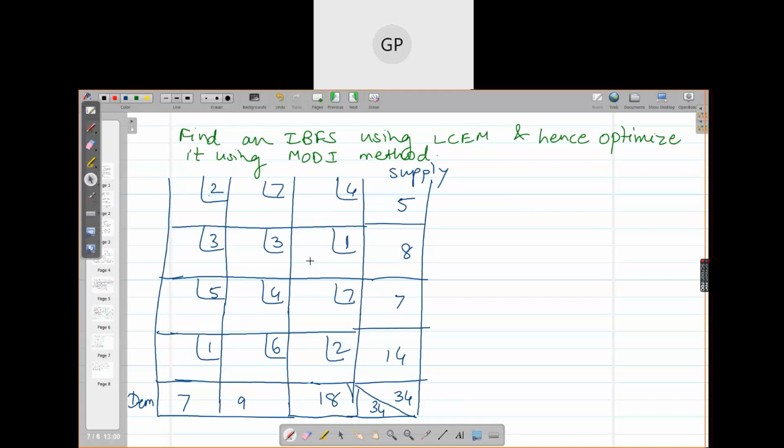So here 2, 3, what is the requirement? 18. Okay. And supply is available of 8 only. So I can give only 8 units, right? Yes, ma'am. So what happens? This 8 is gone and here still 10 more units are required. Okay, so we can forget about this.